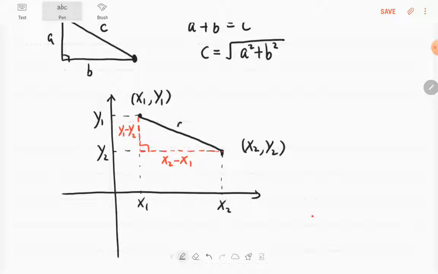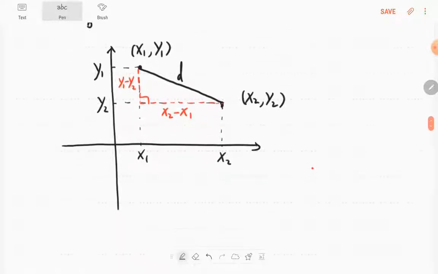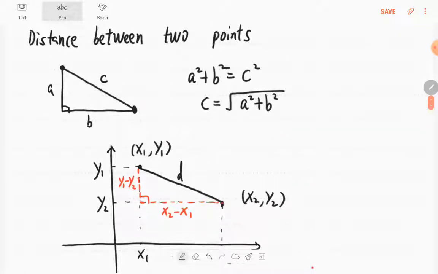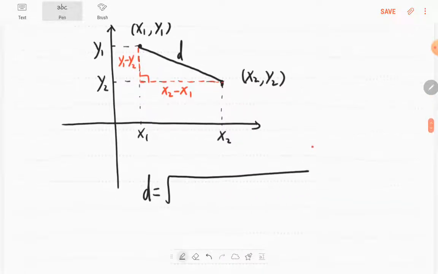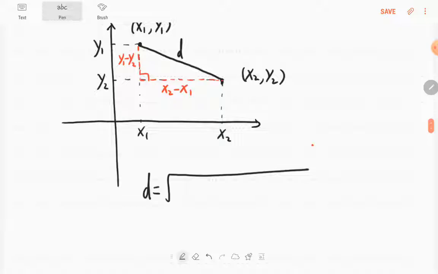This is the distance between these 2 points. So we can use the Pythagorean theorem. Our D is equal to the square root, like our C here. D is equal to the square root of (x2 minus x1) squared plus (y1 minus y2) squared.